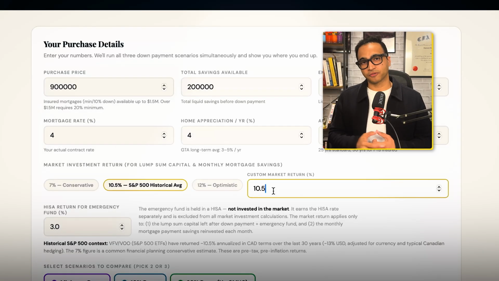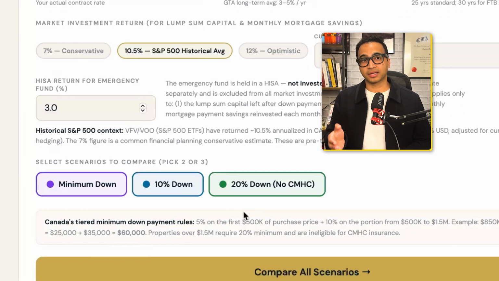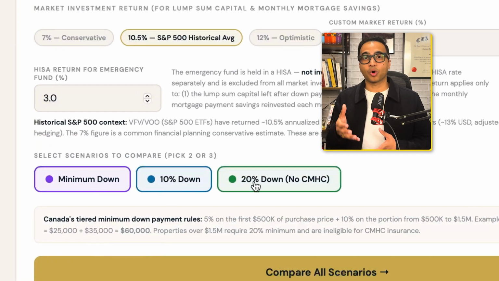I'd encourage you to run this more than once, try a conservative assumption, then try a higher one, see where your results land across that range because neither extreme is guaranteed and the honest answer is somewhere in between. I'll use 10.5% for this run and later we'll look at what changes when I adjust it. Now I can select the down payment scenarios I want to compare. This tool lets you pick the minimum down, 10% or 20%.